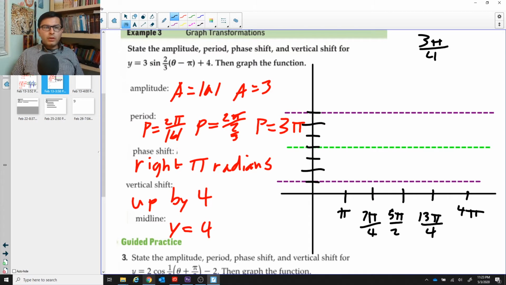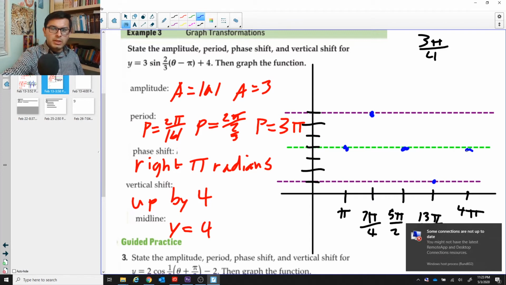Alright, now the hard part is done and we can just get to graphing. We have all the information necessary to just throw in our graph. If we remember correctly, our sine function is going to start at the midline. Then it's going to go up to the highest value and then go down back to the midline and then go down to the lowest value and then go back up to the midline.